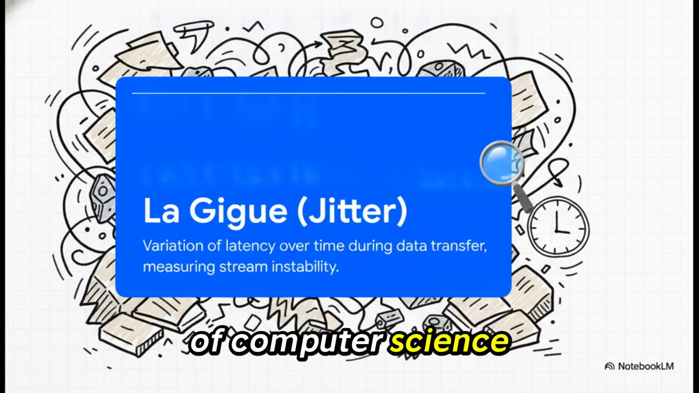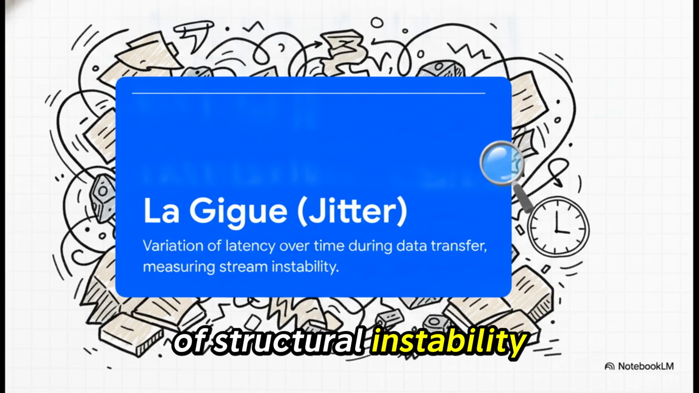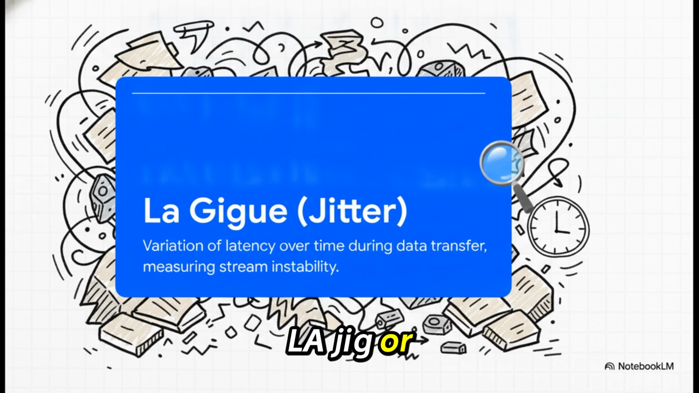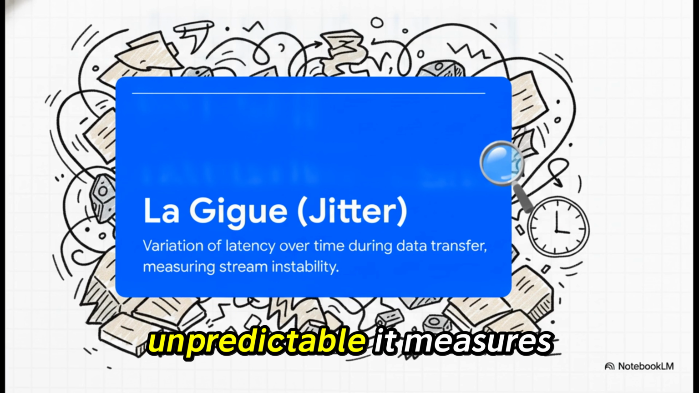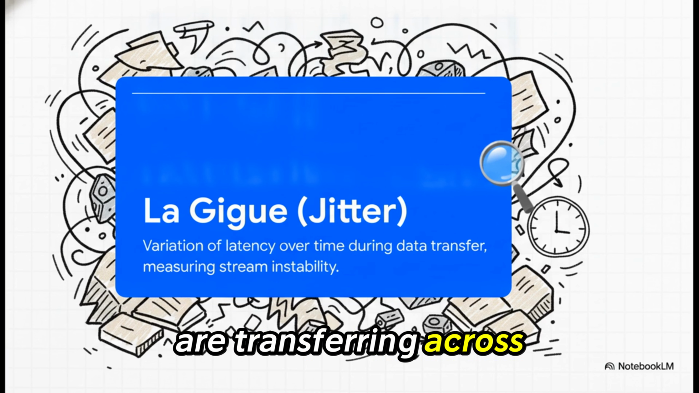In the world of computer science, specifically in French IT terminology, this whole concept of structural instability is called la gigue, or as we usually call it in English, jitter. Now you've got to understand, jitter isn't just about your network being slow, it's about a network being predictably unpredictable. It measures the variation in latency over time when data packets are transferring across a network.